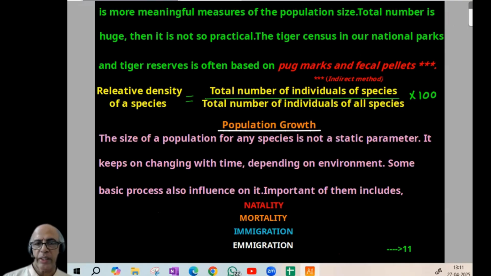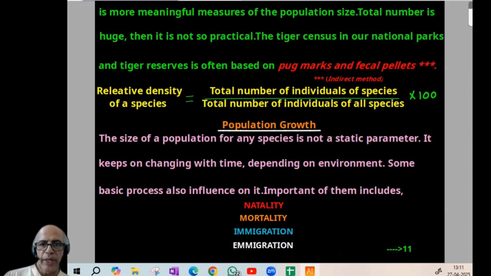Now, another criterion: tiger census in our national parks and tiger reserves is often based on pug marks. That is, when they move, we can get the pug marks, and fecal pellets. For a typical tiger, approximately what will be the amount of fecal matter? That way we can indirectly measure it. Now, there is a simple equation, the relative density of the species: total number of individuals of the species divided by total number of individuals of all species, into 100. Relative.